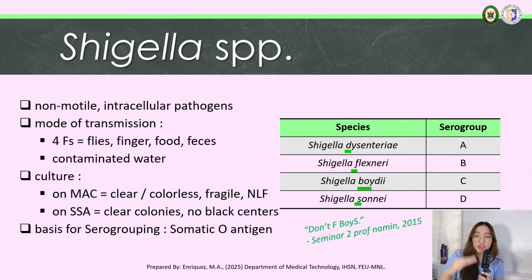So in that order, no, D is dysentery, which is group A. F is flexneri, which is group B. Boy is boydii, which is group C, and S is sonnei, group D.